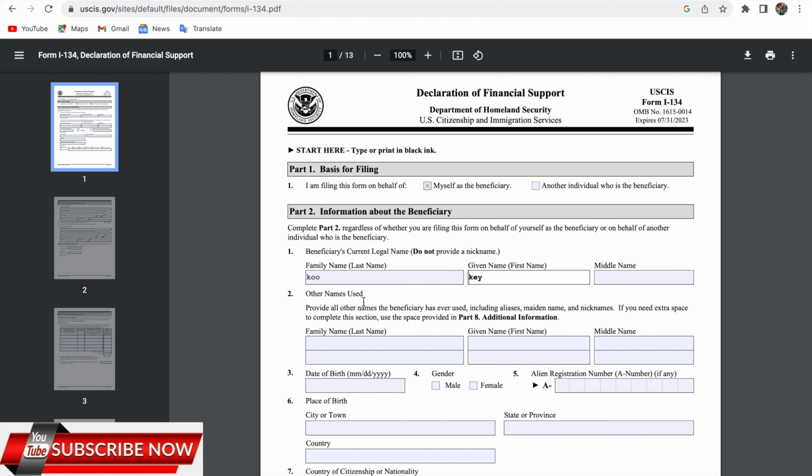And it says other names used. If you have used any other name apart from the names you have provided, then you have to put it over there. But if you haven't used any other name, then just leave it blank.